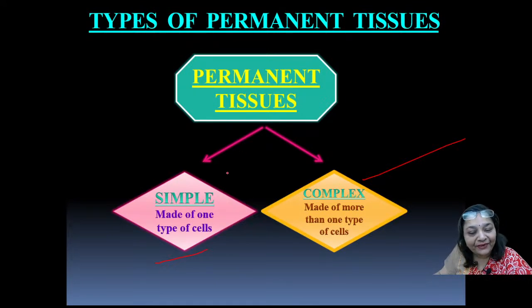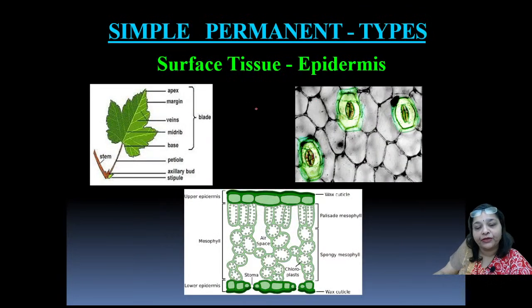Right. The simple and complex tissues are two types of permanent tissues. We saw last class about the permanent tissues and their types also, both simple as well as complex permanent tissues and their types. Let us just recall what we have learned in the last session.